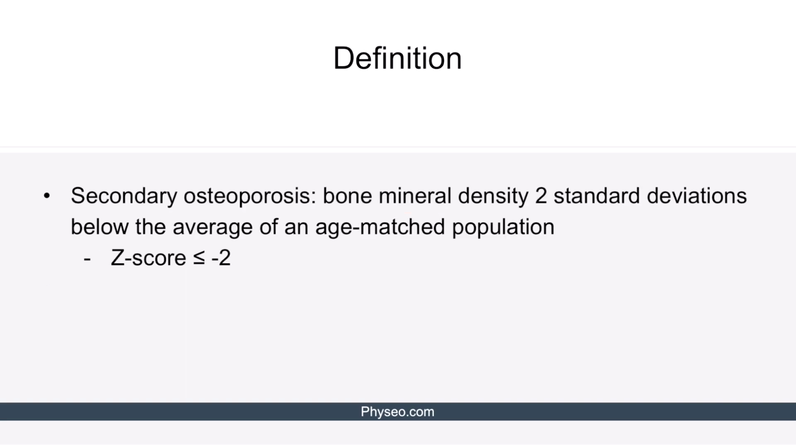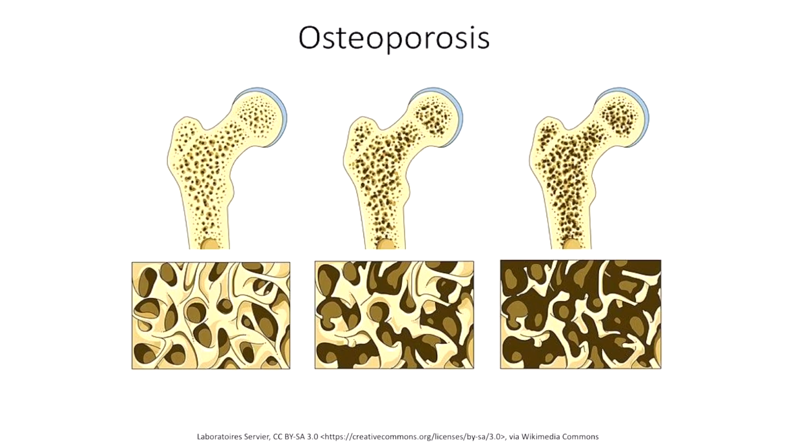On your rotations, you may come across a Z-score value being used for diagnosing osteoporosis instead of a T-score. Now, the Z-score is specific to diagnosing secondary osteoporosis, such as may occur in children, young adults, and premenopausal women. The only difference between this score and the T-score is that this value compares the patient's bone mineral density to that of an age-matched population instead of an average healthy young adult. So in this case, a value that is 2 standard deviations below the mean, or less than or equal to -2, is considered abnormal.